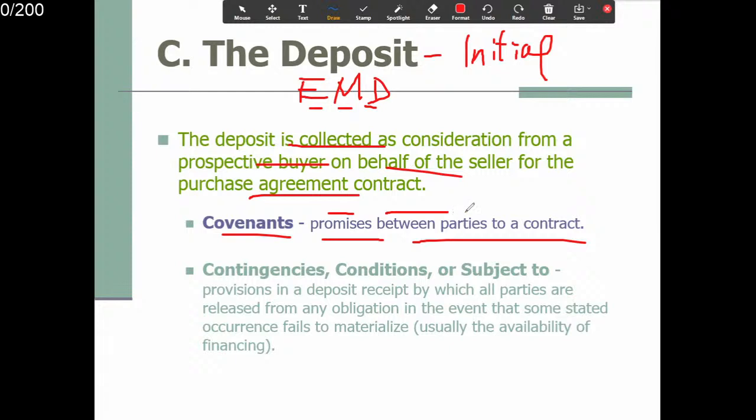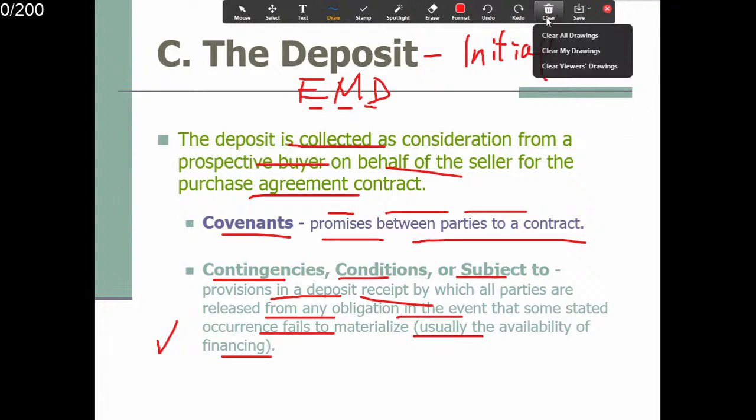So covenants are promises between the parties to a contract. 两方同意去做什么叫 covenant，OK？ Contingency, conditions, and subject to. These are provisions in the deposit receipt by which all parties are released from any obligation in the event that some stated occurrence fails to materialize, usually the availability of financing. Okay, 其他的条件就是，最重要的条件就是做贷款，你做不了贷款的话，你买不到这个房子。Okay, so financing is the key. You don't get the loan approved within a certain time frame, then you have to cancel the contract. Okay.